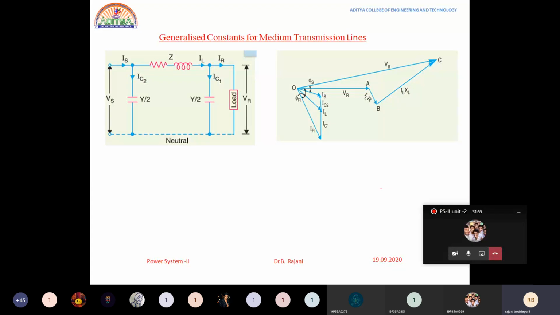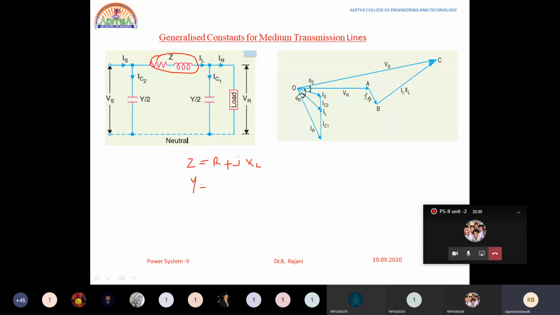Now we'll go for the generalized circuit constants in nominal pi method. For generalized constants for nominal pi method representation, first of all, this is the diagram as usual we have seen many times. From this I will be writing Z is equals to R plus j into XL. Now this is nothing but the series impedance per phase. This total Z is nothing but the series impedance per phase.